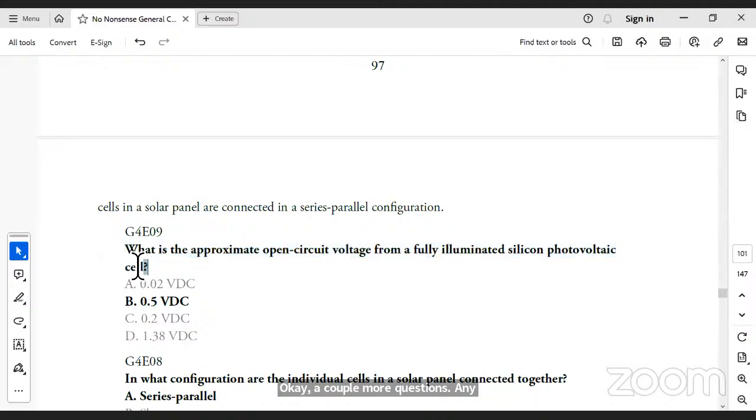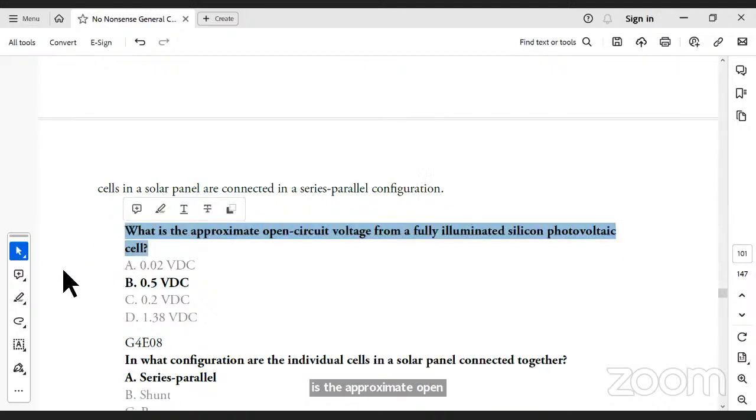What is the approximate open circuit voltage from a fully illuminated silicon photovoltaic cell?